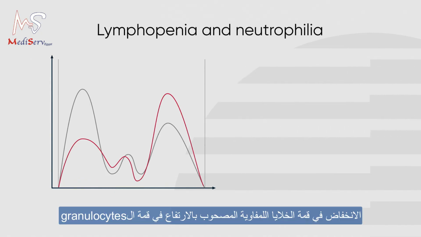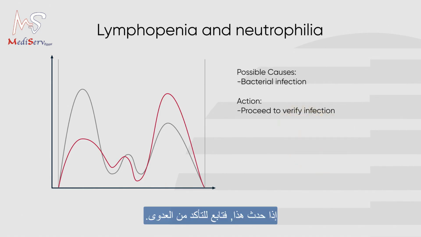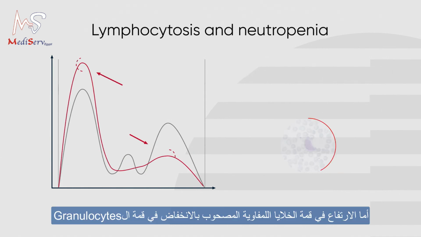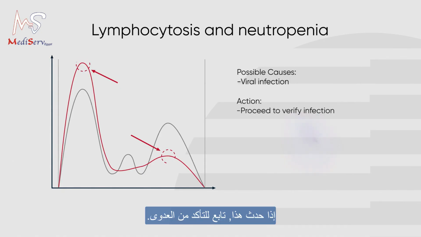A decrease in the lymphocyte peak combined with an increase in the granulocyte peak is an indication of a bacterial infection such as E. coli. If this occurs, proceed to verify infection. An elevated lymphocyte peak in combination with a decreased granulocyte peak instead indicates a viral infection, such as mononucleosis. If this occurs, proceed to verify infection.